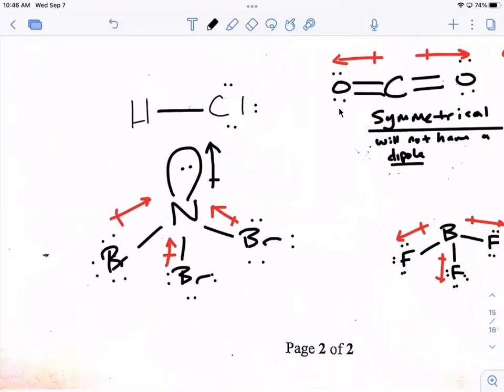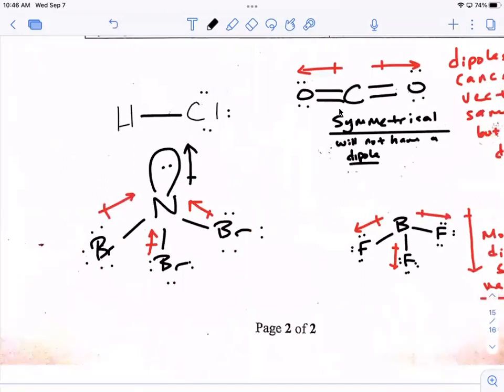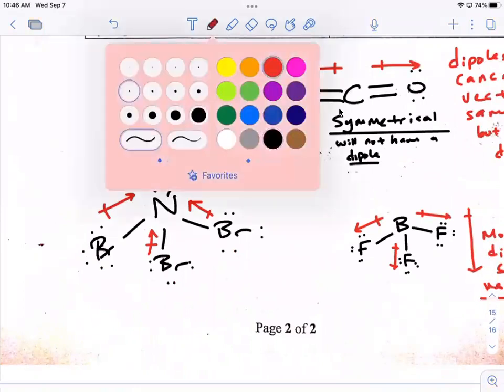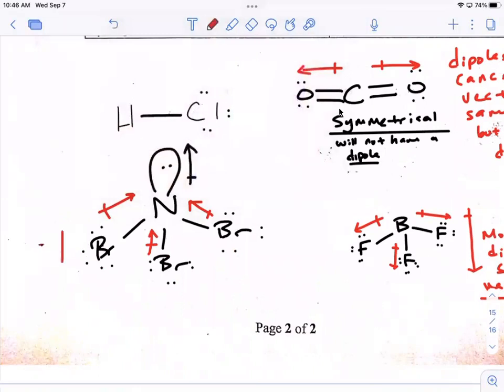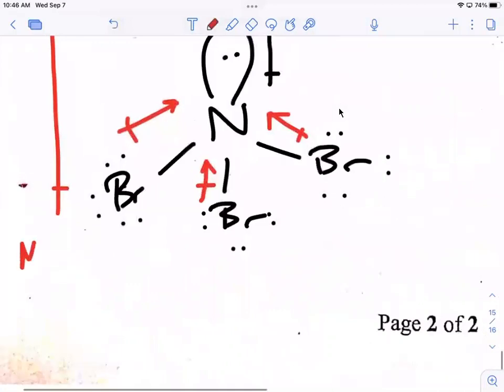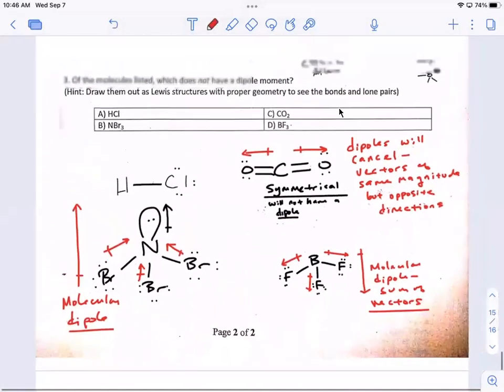What do you think here? You've got your individual dipoles, but you also have a general direction of electron flow too, don't you? So you could say that this is also going to have a molecular dipole in that general direction. Questions about that? Any questions?